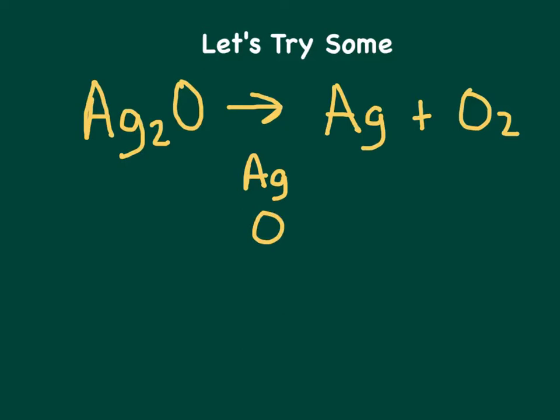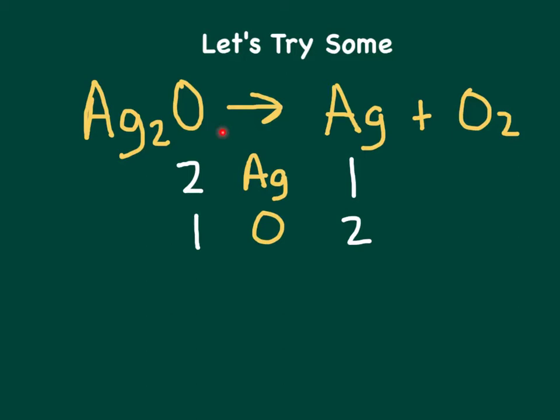Over on this side, we have 2 silvers, and so I'm going to put 2 for the silvers here, and we have 1 silver over on this side. The oxygens: on this side we have 1 oxygen, and 2 oxygens over on this side because of the subscript. This one has no subscript. So we can see that the silvers are off and the oxygens are off.